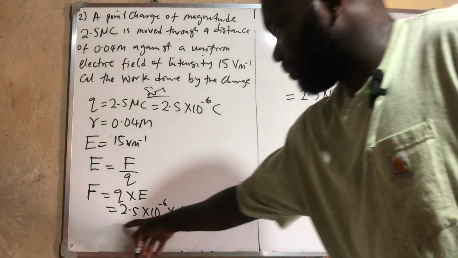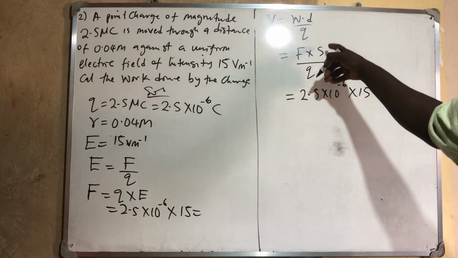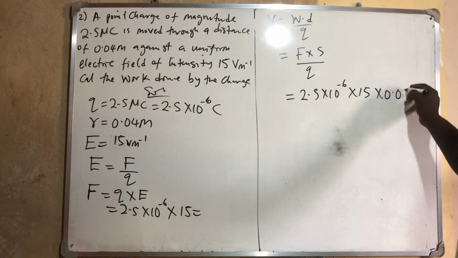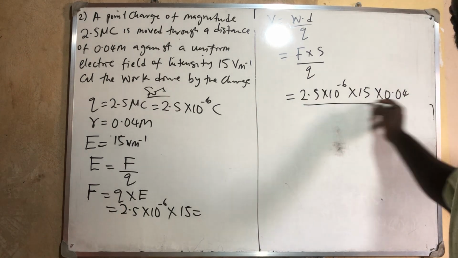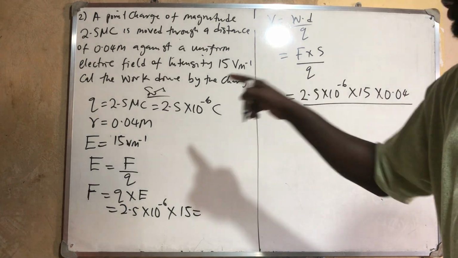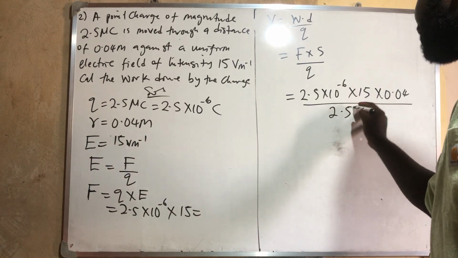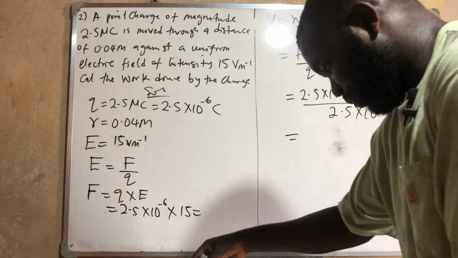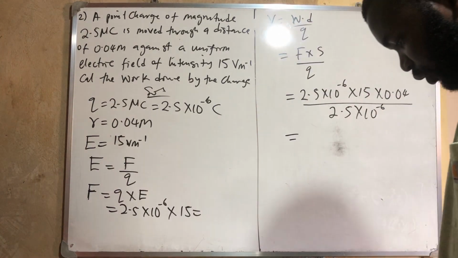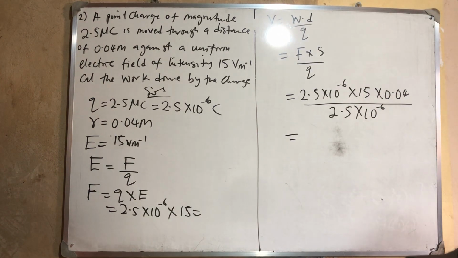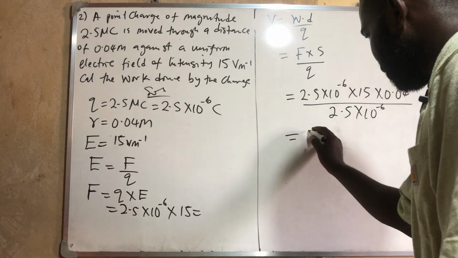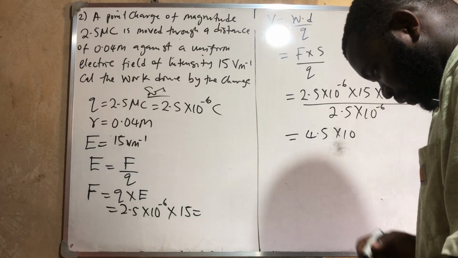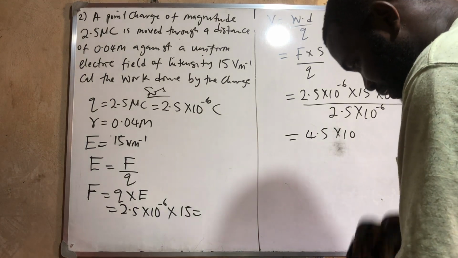Because I did not get the answer, so let me use this thing here. This is my force. Then my distance they gave me is times 0.04. That is the distance they gave me. Now divided by the charge. The charge there is 2.5 times 10 raised to power minus 6. So if you do everything there, you'll be having 4.5 times 10 raised to power 5. Sorry. So that's the mistake.